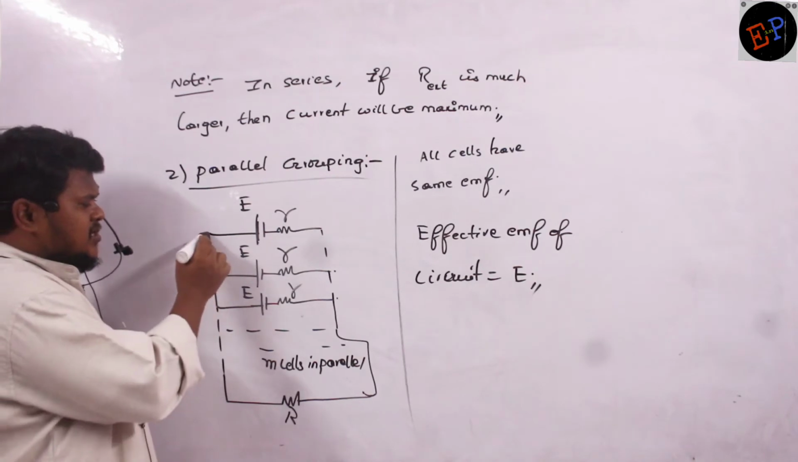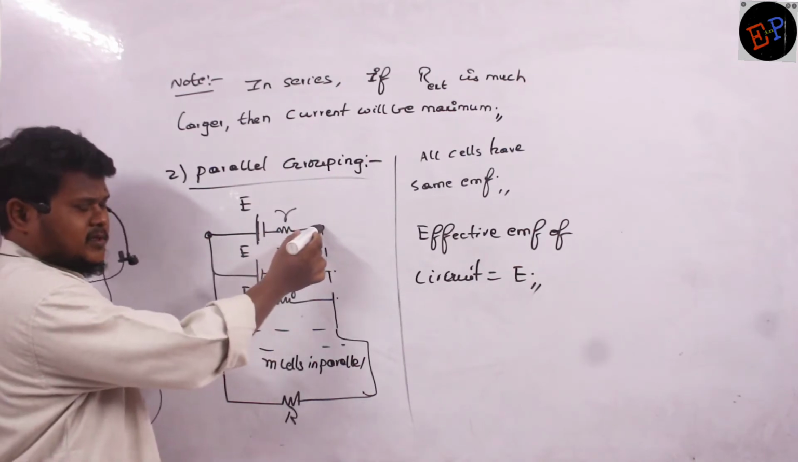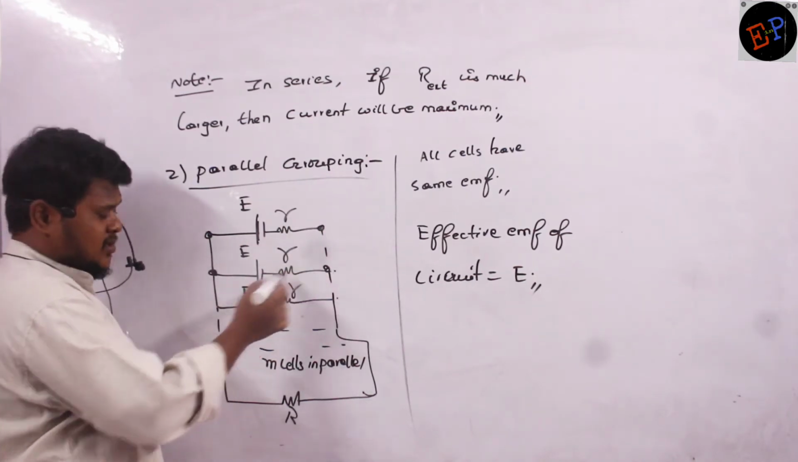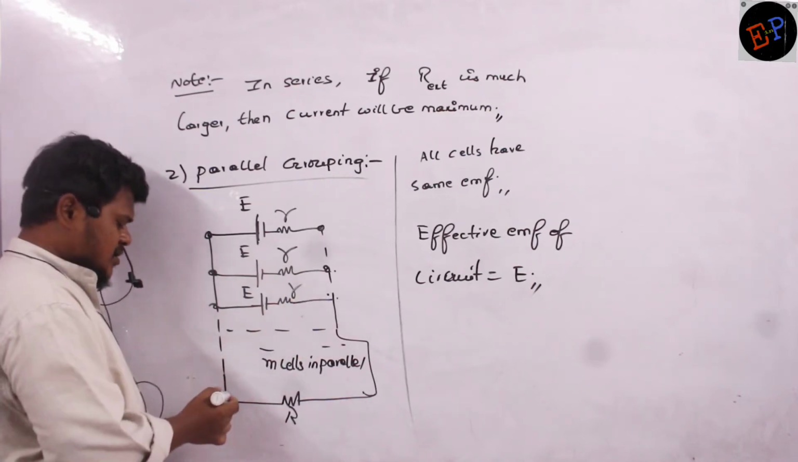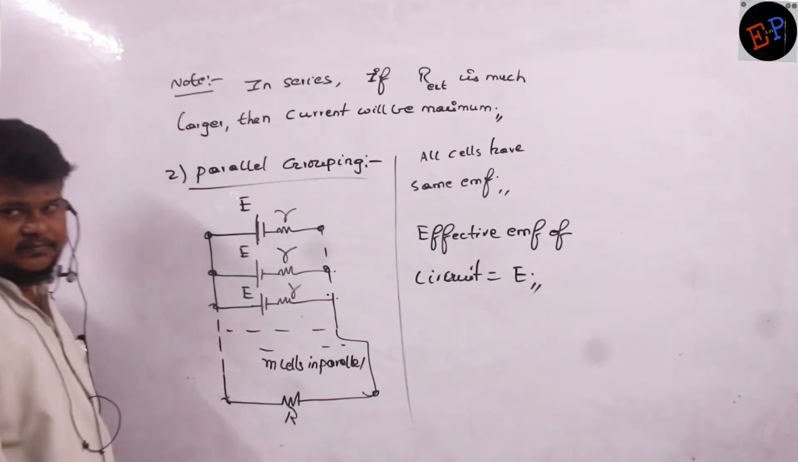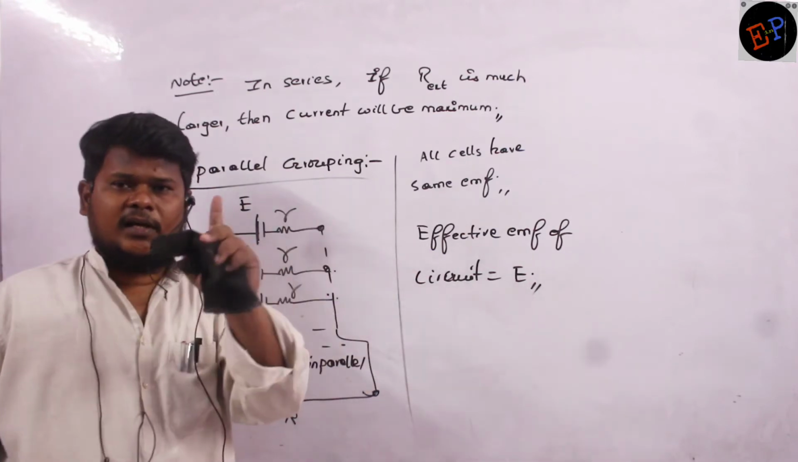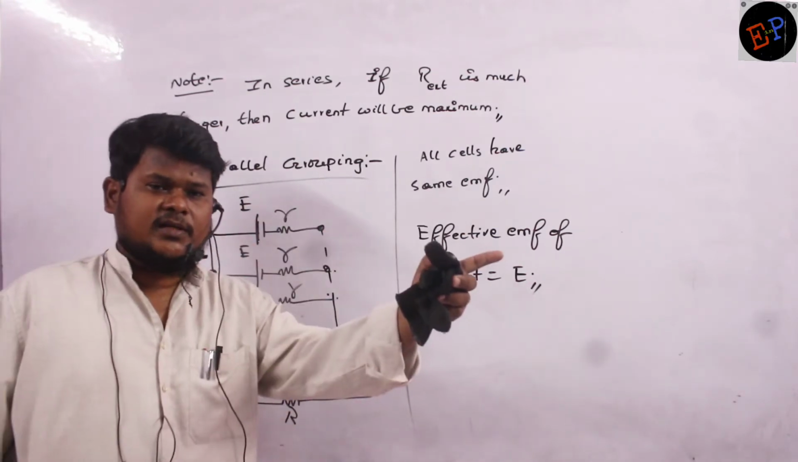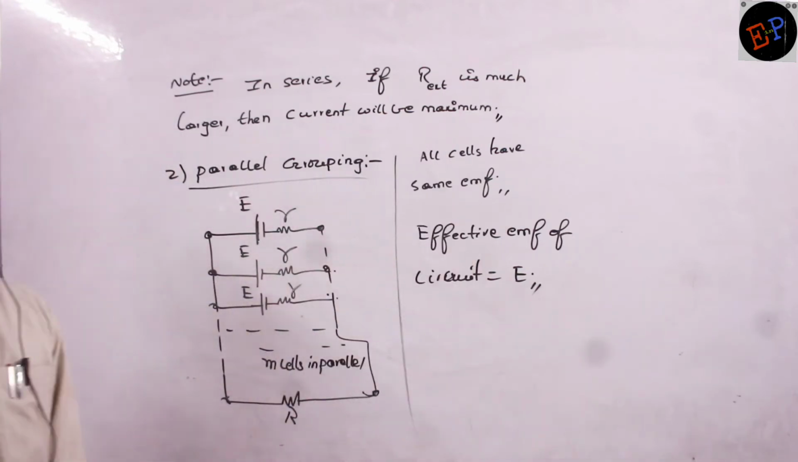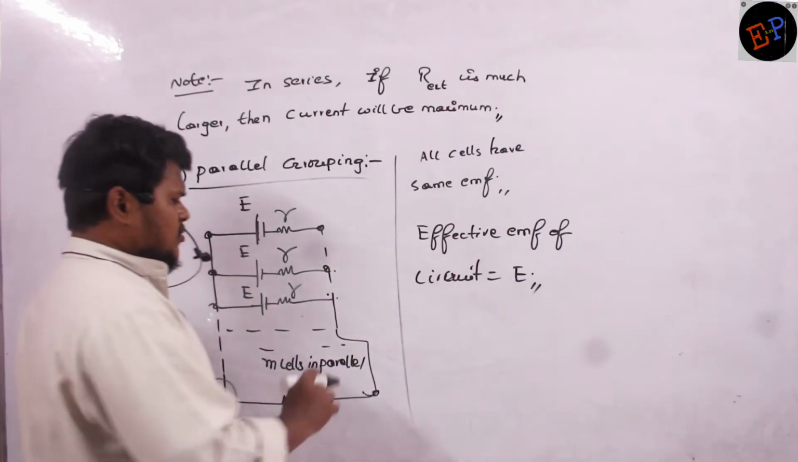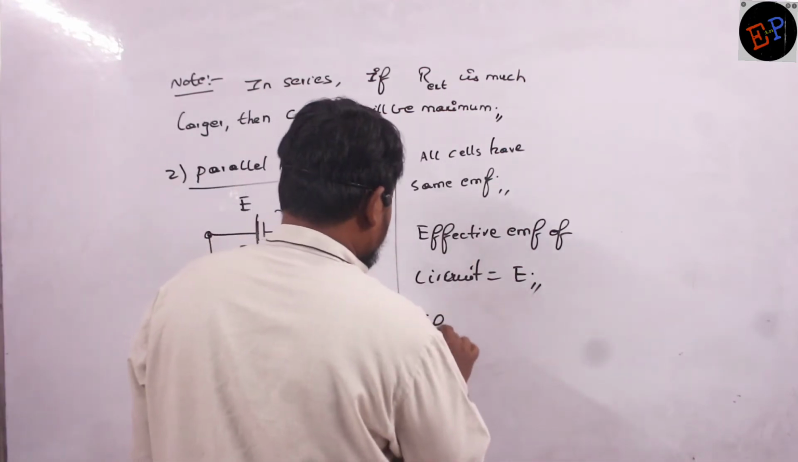Potential difference across this branch is E. Across this branch also E only. Across this branch also E only. Across the external resistor also E only. So total EMF is only a single E. But in series connection, N into E. Is it clear?